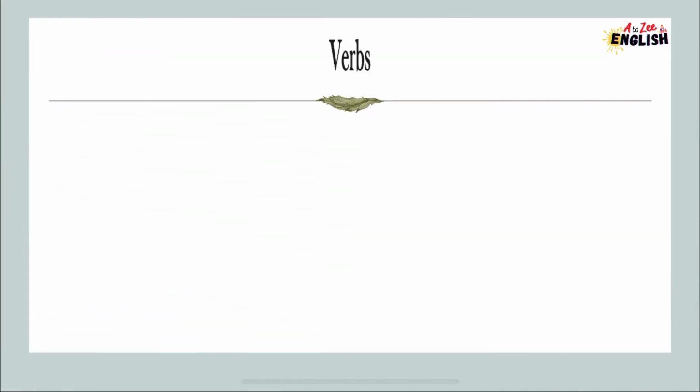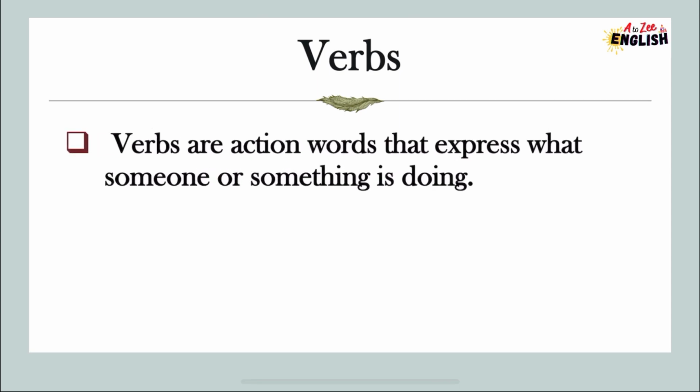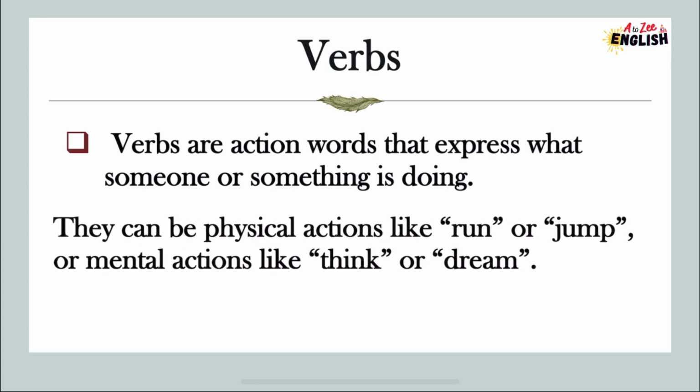Next one is verbs. Verbs are action words that express what someone or something is doing. There are also different types of verbs, such as action verbs, linking verbs, modal verbs. They can be physical actions like run or jump, or any mental action like think or dream.